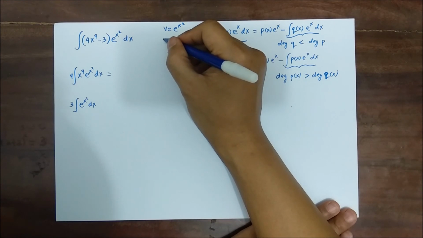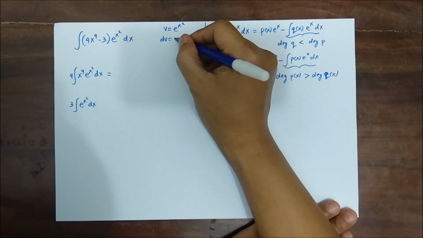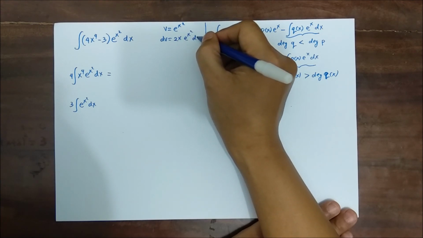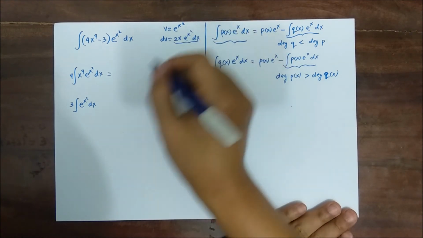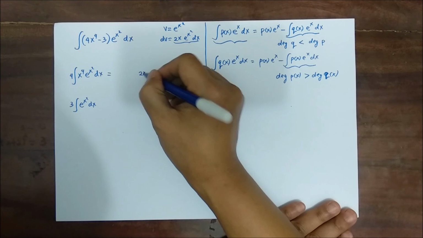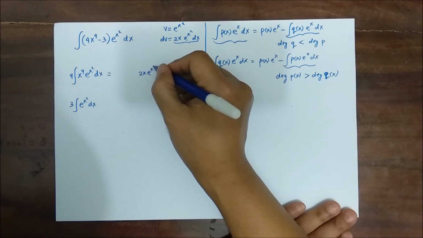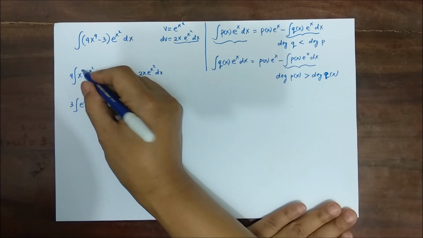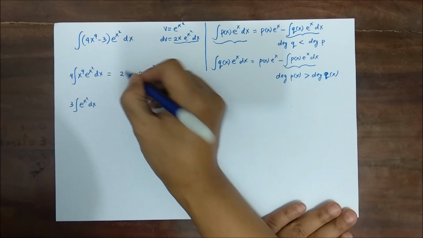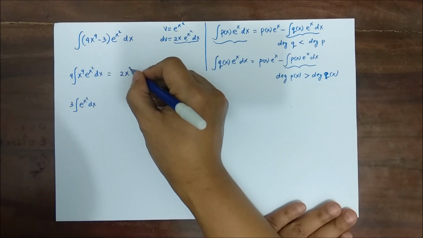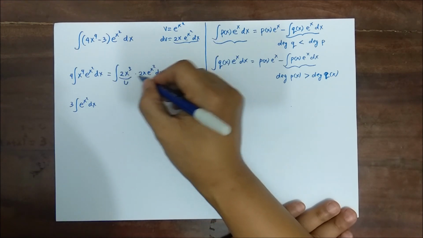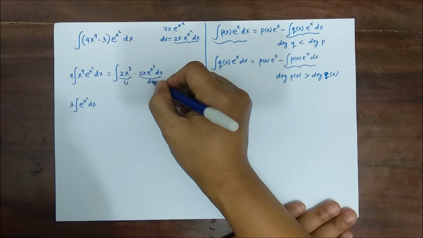In this case, then dv will be 2x e to the power x squared dx. So let's separate this: 2x e to the power x squared dx. And in order to get back 4x to the fourth power, we need to multiply by 2x cubed. Okay, so this is our u, and that's our dv.